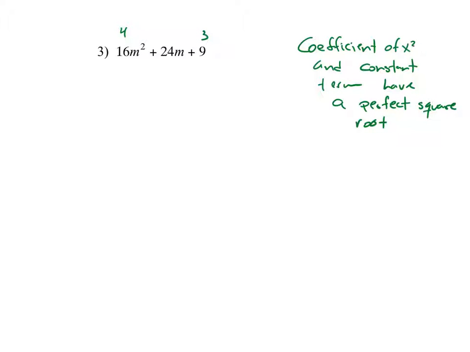Now, the linear term is going to be double the multiplication of those two. So if I multiply 4 times 3, that's 12, and 12 times 2 is 24, right? So this one is a perfect square trinomial, and I'm going to factor it as 4m plus 3 squared. And that's it.